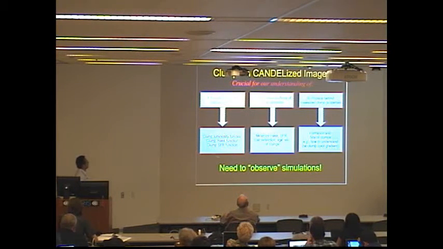When we combine these two parts together, we can actually understand the physics behind the clump properties measured from CANDELS images. So then we can understand the formation and the fate of a clump. The important thing is you have to observe your simulations. You cannot just start from high-resolution simulation, because that's not what we can observe. We can only observe the images with all kinds of observational effects added.